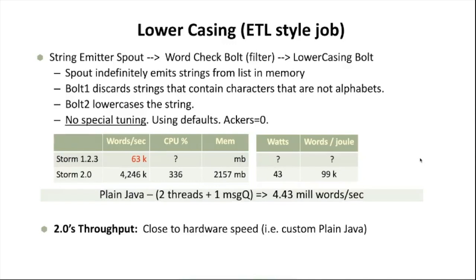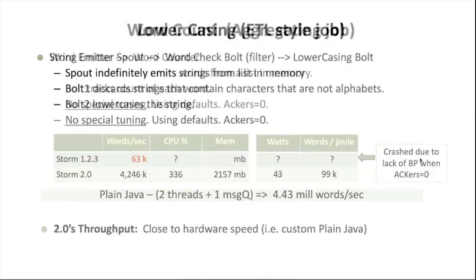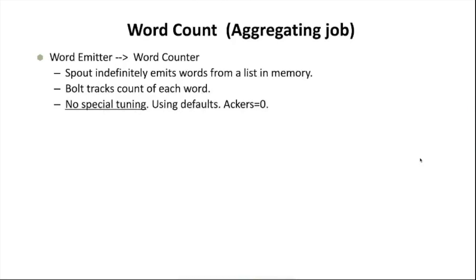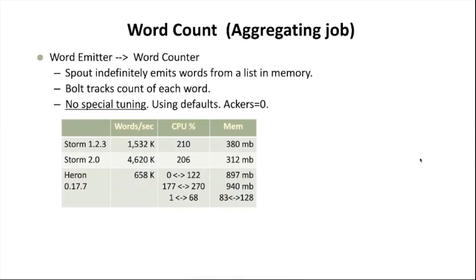So we did get close to hardware speed here when we're doing single process. And finally, the last one here is word counting. Spout is emitting words, and then the downstream bolt is basically just counting them. And in these cases, I've not done any tuning. Those are just out-of-the-box numbers. Here you can see Storm 1.2.3 doing 1.5 million, Storm 2 doing 4.6.